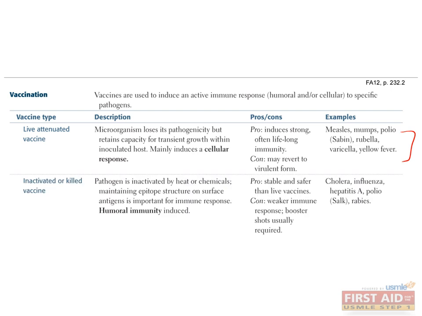Inactivated or killed vaccines make use of viral particles that have been rendered non-infectious through exposure to heat or chemicals, though again, it can still induce an active immune response because epitopes remain intact. It's more stable than live vaccines, but usually it requires booster shots. Cholera, flu, Hep A, the Salk polio vaccine, and the rabies vaccine are all cogent examples. Killed vaccines induce what's called humoral immunity.